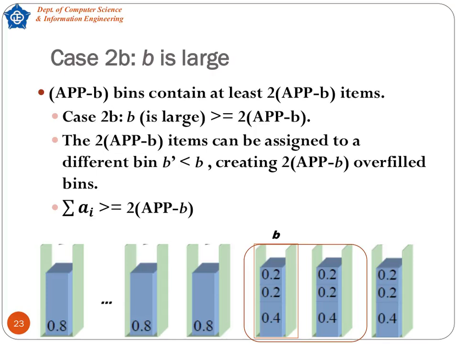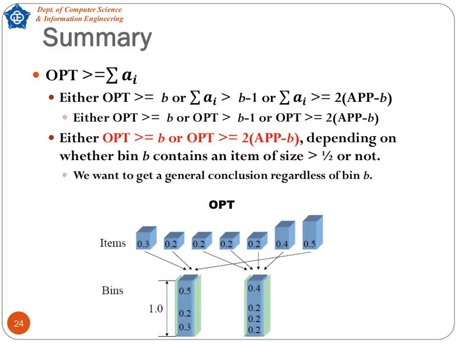Having analyzed the specifics of cases like 2b and the characteristics of bins like B, this slide now brings together a comprehensive summary of our key findings. We begin with a fundamental observation. The optimal solution, or OPT, is always greater than or equal to the total sum of all item sizes, which we denote as a sub i.